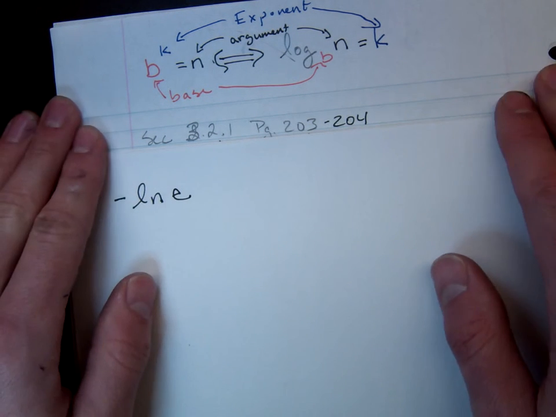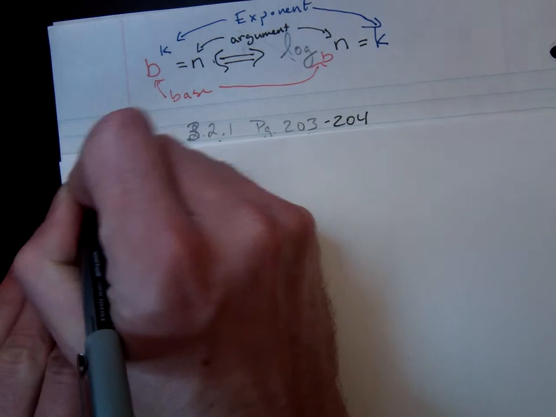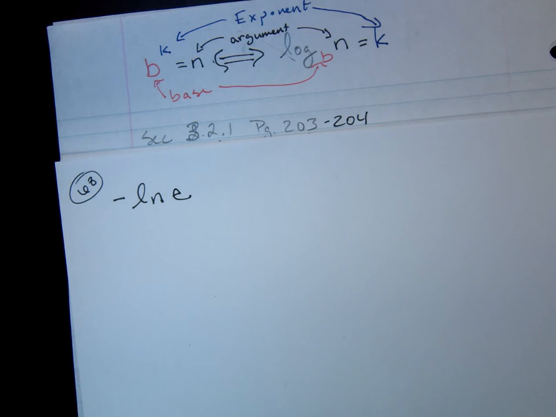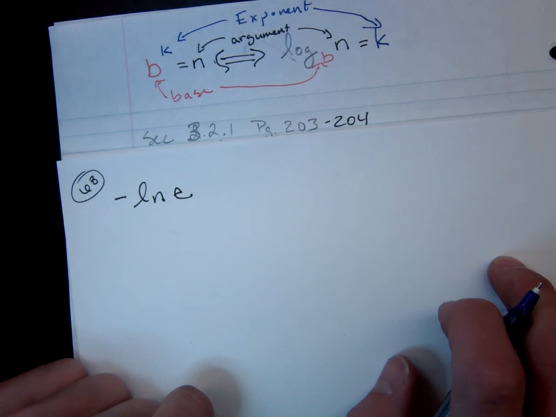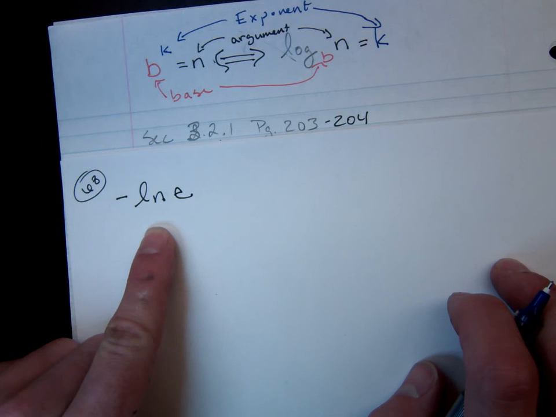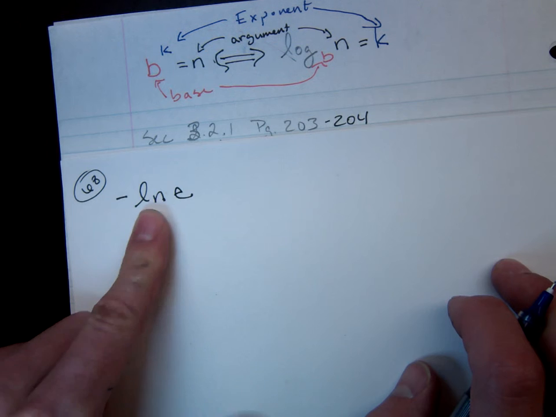All right, so this is problem number 68 out of section 3.2.1. In this particular case, we're given the negative natural log of e, and we're asked to use the properties of natural logarithms, or of any logarithms, to figure out what this is equal to. This is a special case, so you could even just go back and take a look at it, but I want to walk through the full steps, and then I'll show you the shortcut.